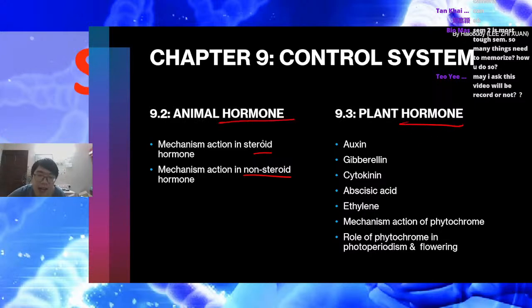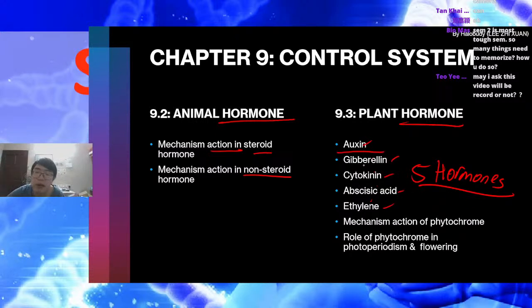Animal, you don't learn; animal just action. But plant, you must learn hormones. So there are 1, 2, 3, 4, 5 plant hormones you have to learn: auxin, gibberellin, cytokinin, abscisic acid, and ethylene.